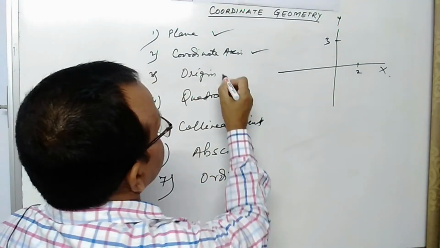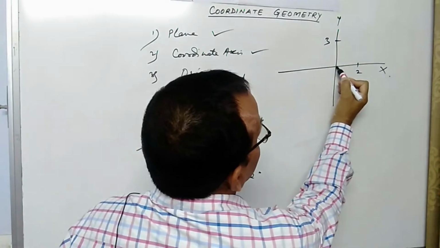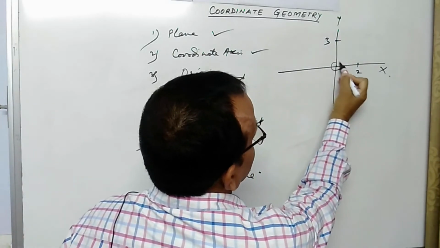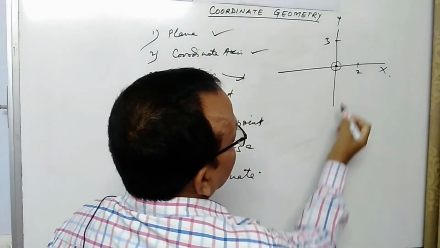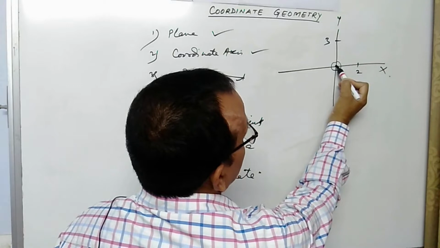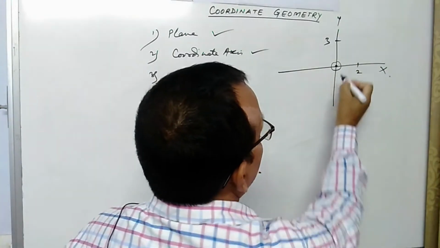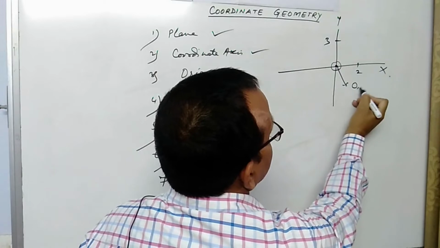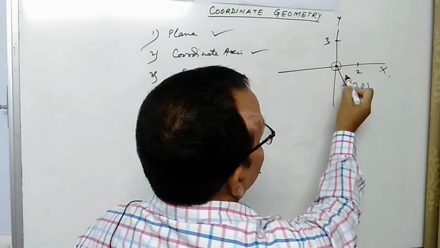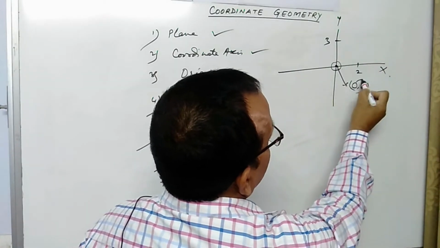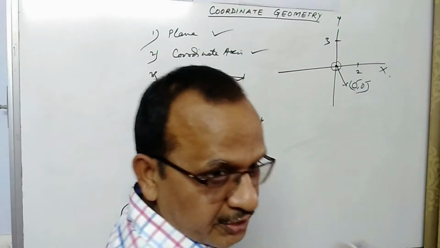Next is origin. The point of intersection of these two axes. This is the point of intersection. The point of intersection of these two axes is called origin, and the coordinates of the origin are 0, 0. That is, the x coordinate is 0 and the y coordinate is also 0.